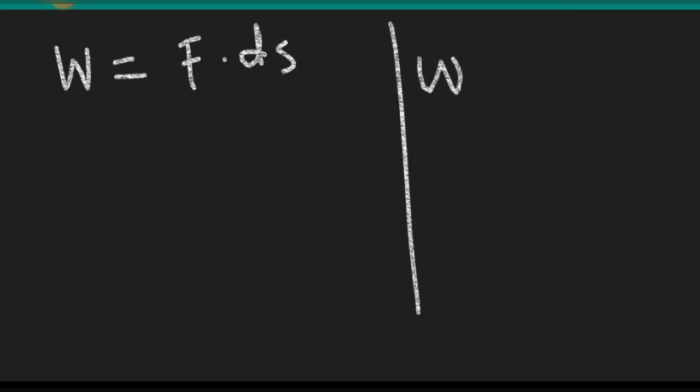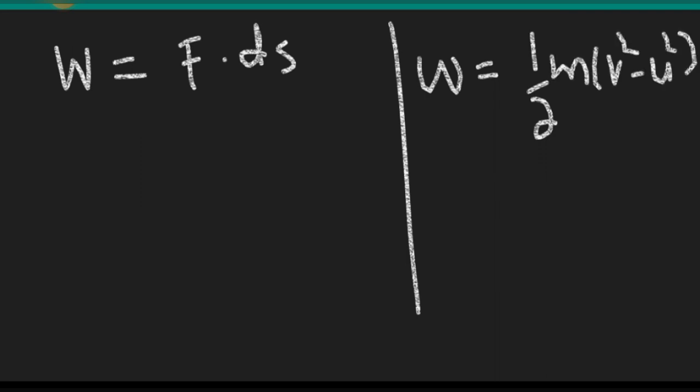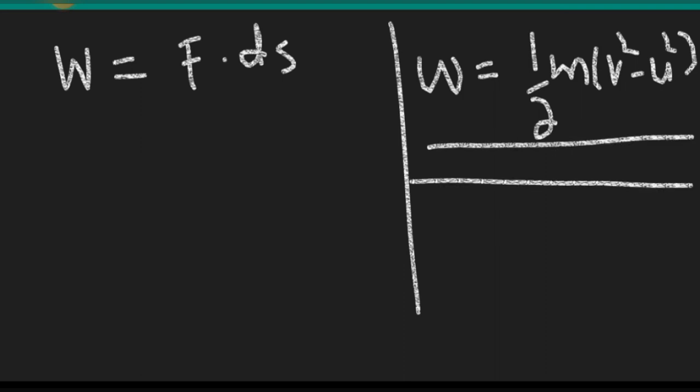Now let's derive the equation of the work energy theorem. W is equal to force into distance. Here we have to derive W equals 1/2 m (v square minus u square). This is the work energy theorem equation and we have to derive it.